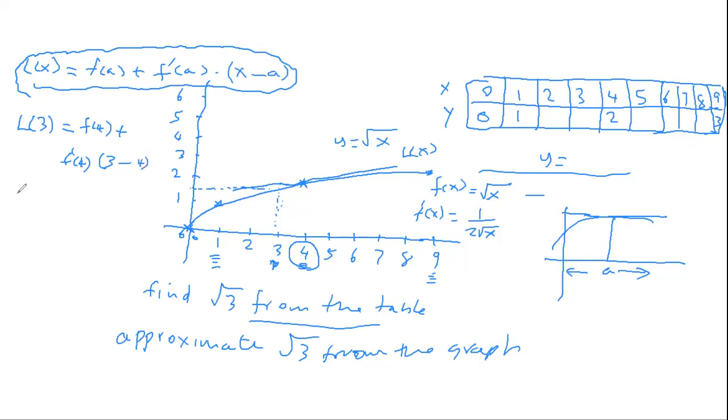Okay, now let's get L of 3, that means the square root of 3, equal to f of 4. Since f of x equals the square root of x, f of 4 is the square root of 4, which is 2, correct? Plus f prime of 4. Put 4 over here: 1 over 2 square root of 4, which is 1 over 4. Very good. 1 over 4 multiplied by what? Negative 1. Correct?